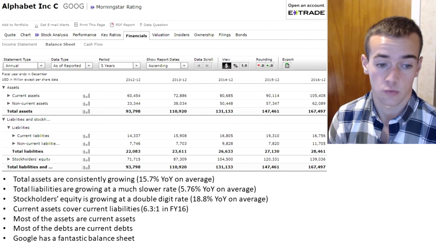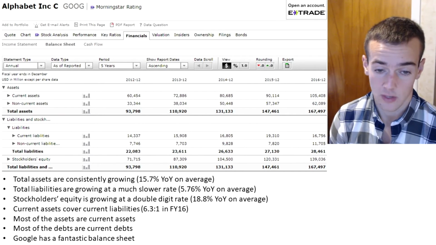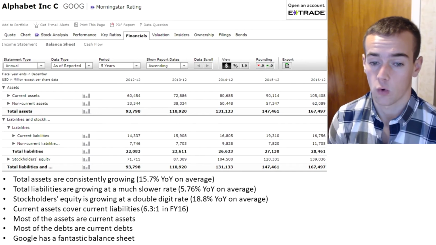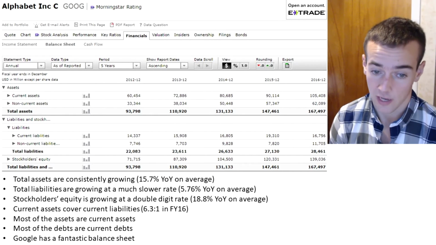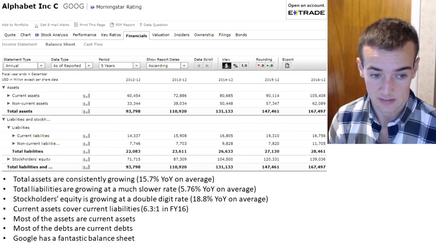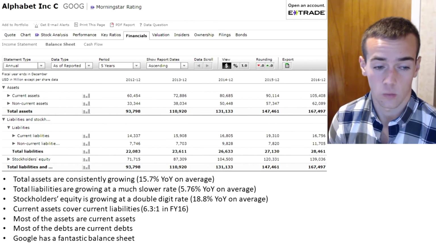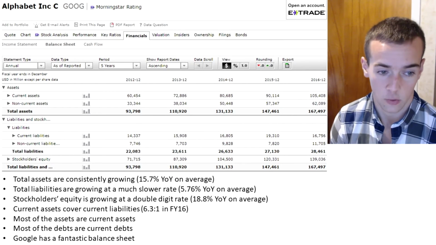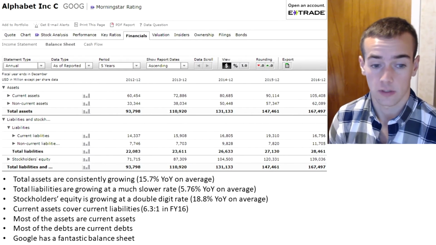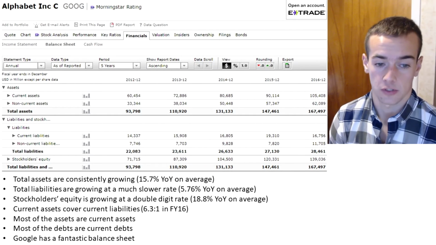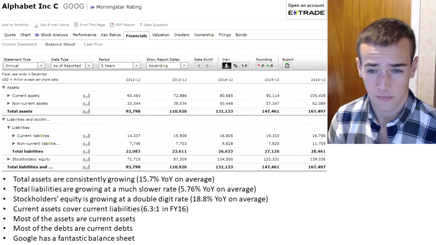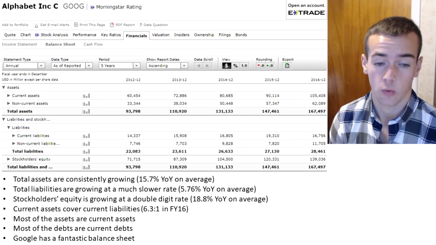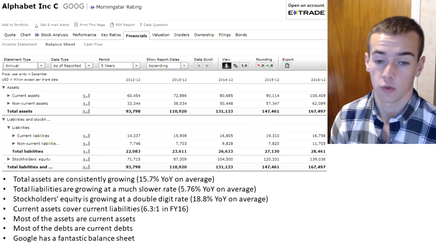And then we look at stockholders' equity. Again, we want to see this growing at a double-digit rate, and over the last 5 years there has been an 18.8% year-over-year growth of the stockholders' equity on average, which is fantastic. Another important thing to consider was whether or not their current assets, which as you remember is what is currently held in cash or converted to cash in the next 12 months, covers their current liabilities. Looking at fiscal year 2016, they had a 6.3 to 1 coverage ratio of current assets to current liabilities, which is a great coverage.